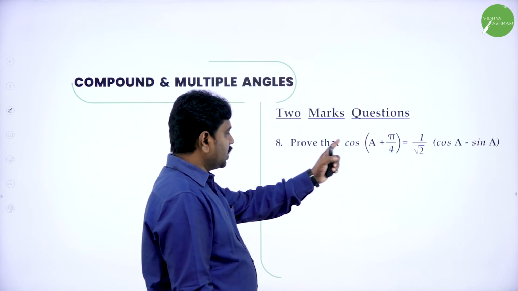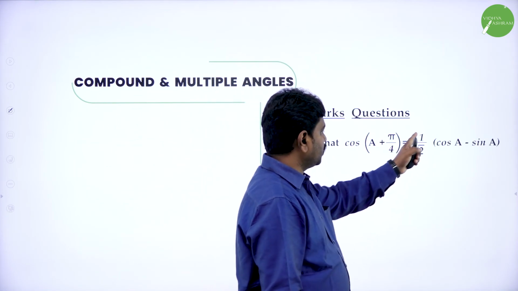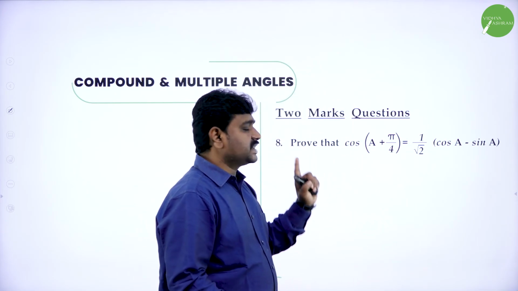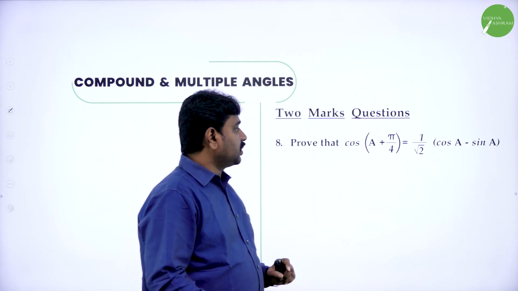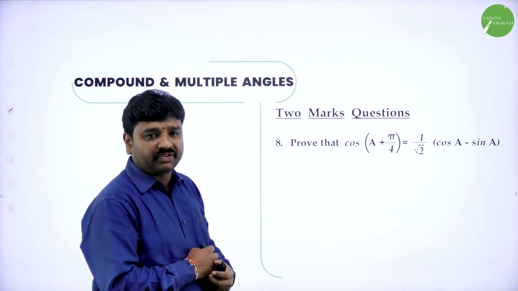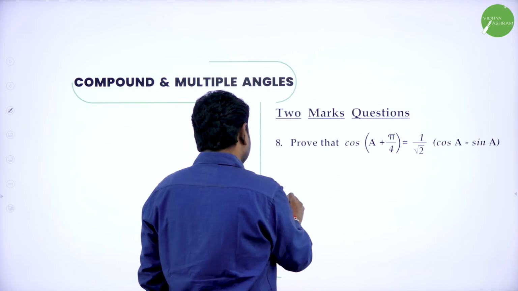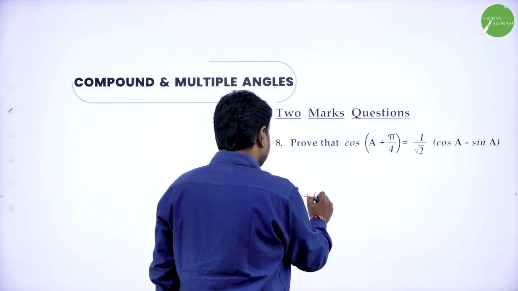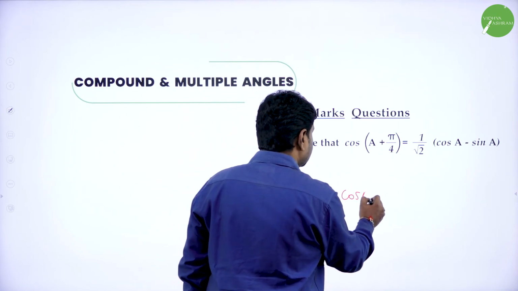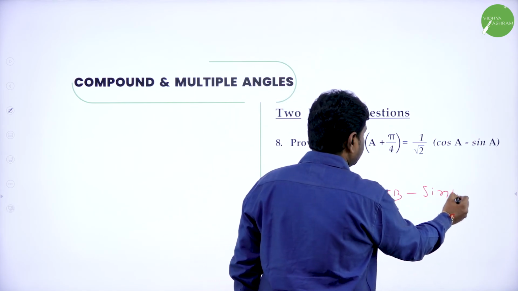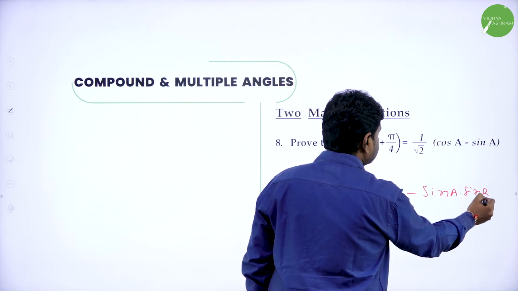Prove that cos of A plus pi by 4 is equal to 1 by root 2 into cos A minus sin A. I want you to prove this. So we'll take LHS and we'll apply the cos of A plus B formula and we'll simplify. What is cos of A plus B? All of you know, cos of A plus B is cos A cos B. If it is plus in the question, it will be minus in the answer: cos A cos B minus sin A sin B.